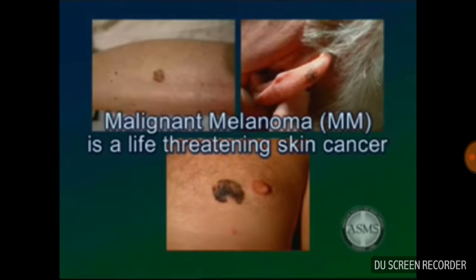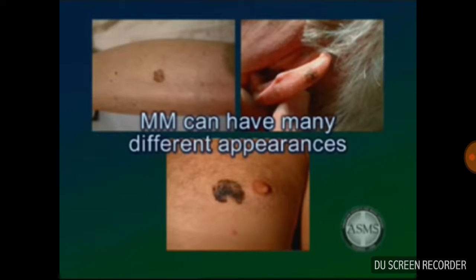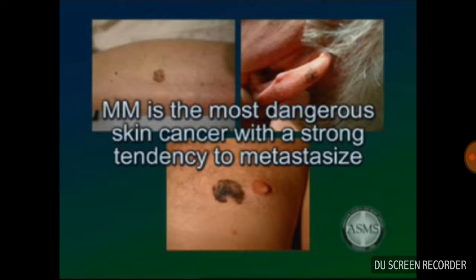Malignant melanoma, MM, is a life-threatening skin cancer that develops from the pigment-forming cells in the skin. It often presents as a black or brown mole. It can also include other irregular colors such as red, white, blue, and gray. Malignant melanoma is the least common of the 3 types of skin cancers, but it is the most dangerous because it has a strong tendency to metastasize to distant organs.